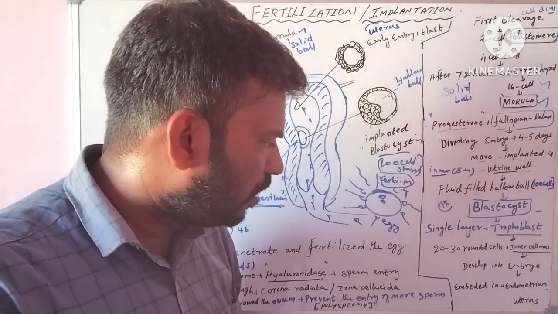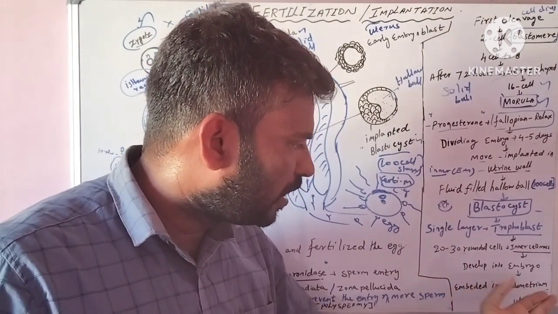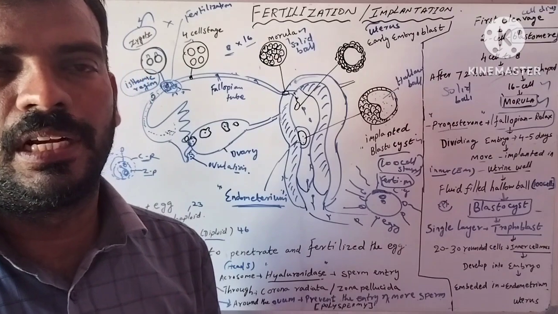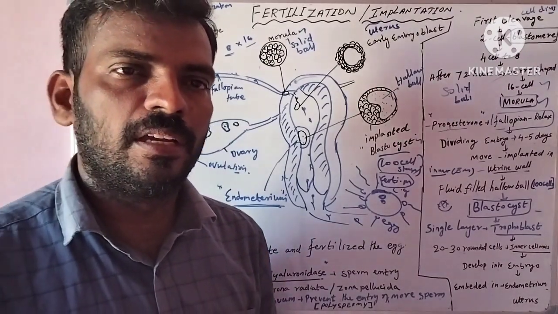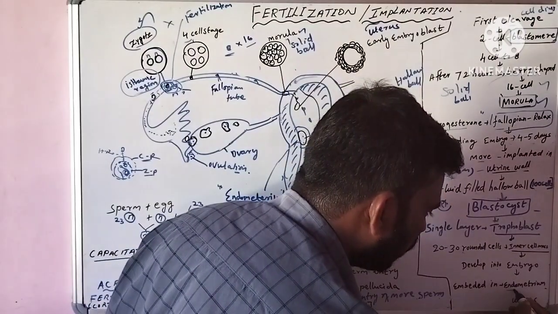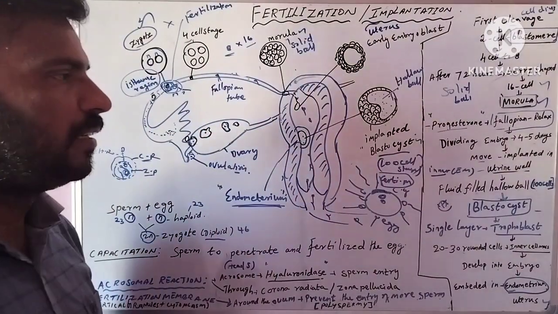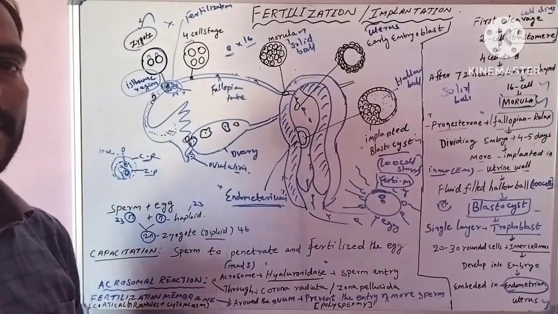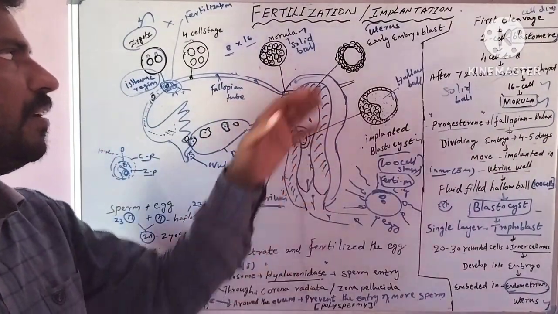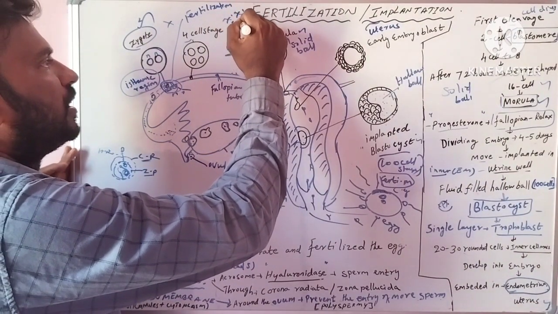In the developing stage, the embryo is embedded in the endometrium of the uterus. This is a very important point. The endometrium of the uterus. Okay, that is called fertilization and implantation. It is a very important 5 mark question.